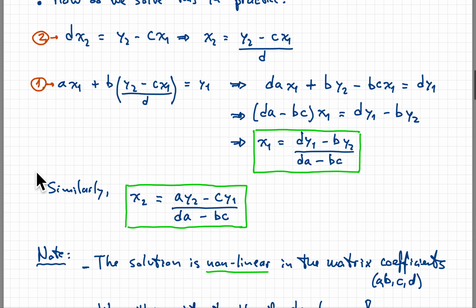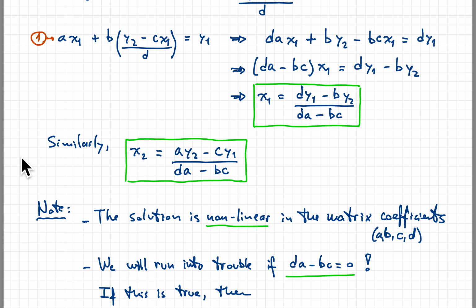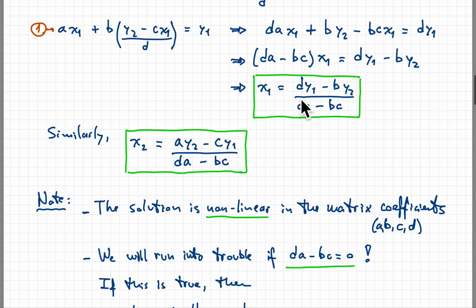Now you note right away a couple of properties of this solution. So first of all, the solution is nonlinear in the matrix coefficients a, b, c, and d. The equation is linear, it's a linear equation for x1 and x2. But as far as the coefficients of the matrix are concerned, they will appear in a nonlinear way. As you can see here, they appear dividing.